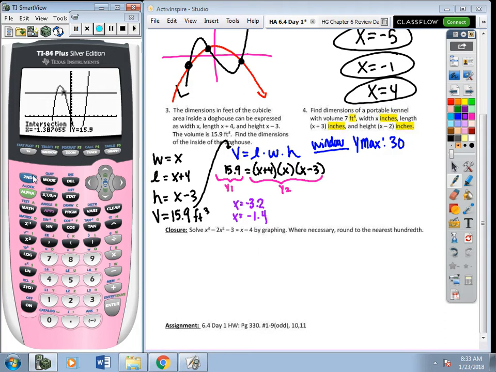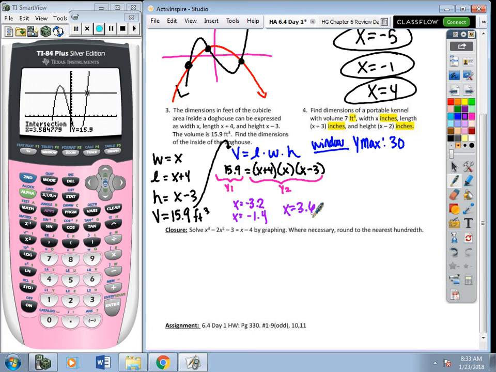And then do your last one, second trace, option 5. This one kind of skips around, so just get as close as you can. And we should get 3.6.